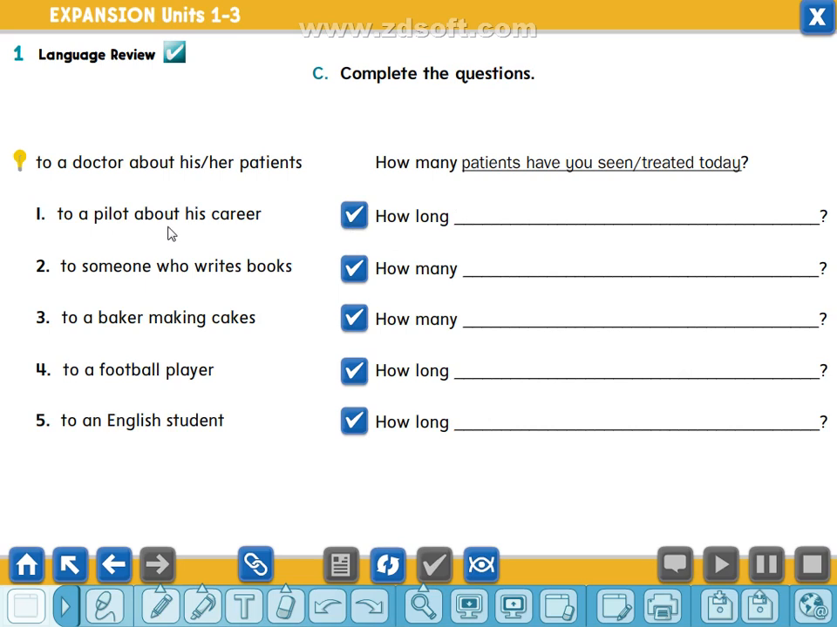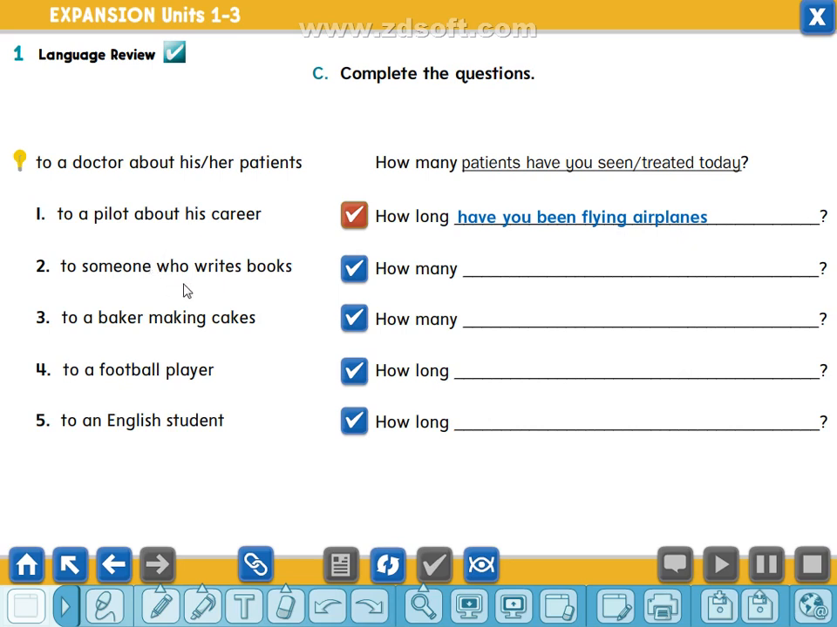To a pilot about his career. Career means his job. How long? Yes, that's right. How long have you been flying airplanes? That's right, my dear.